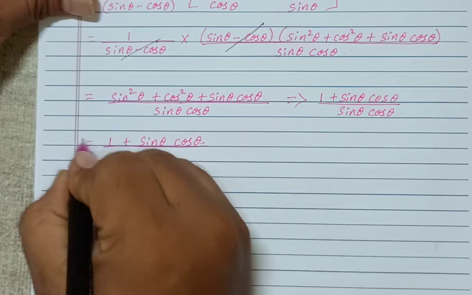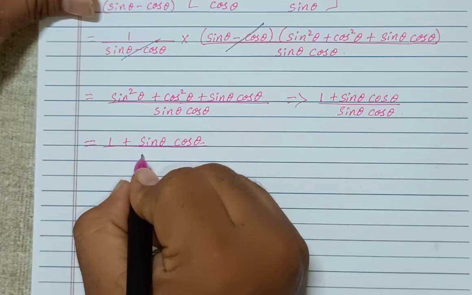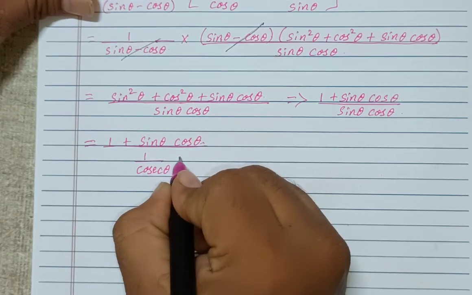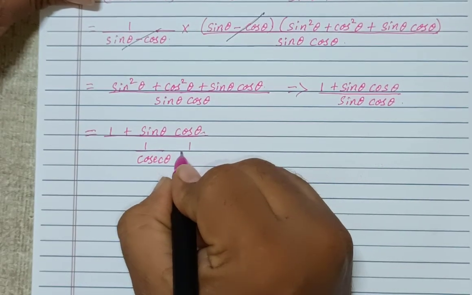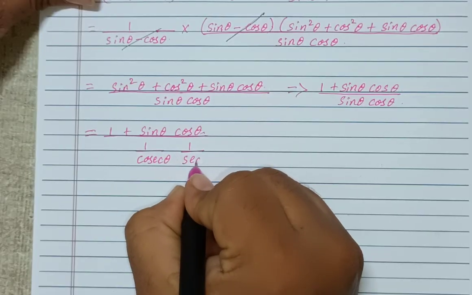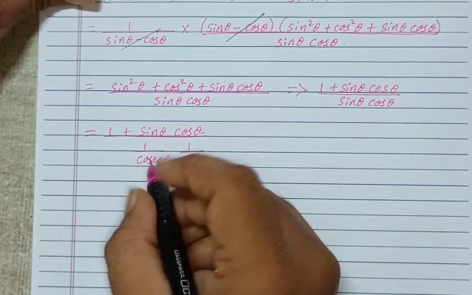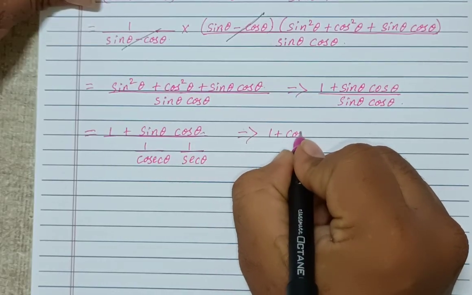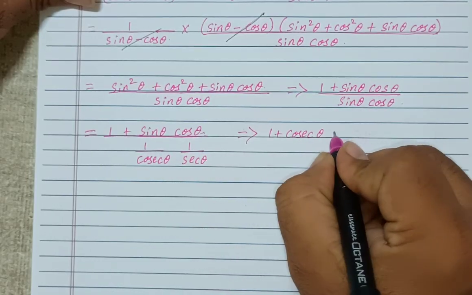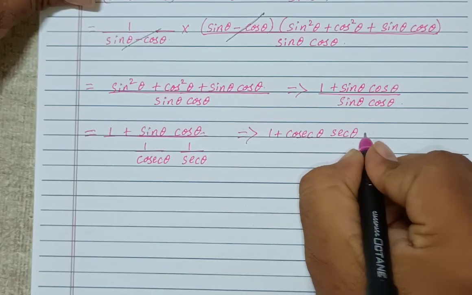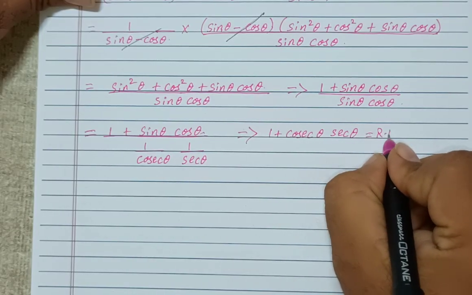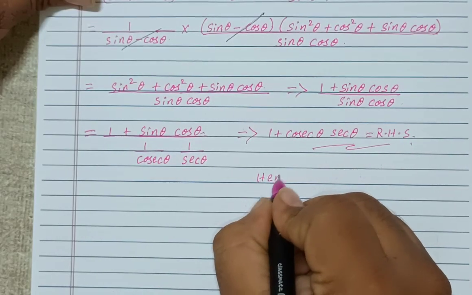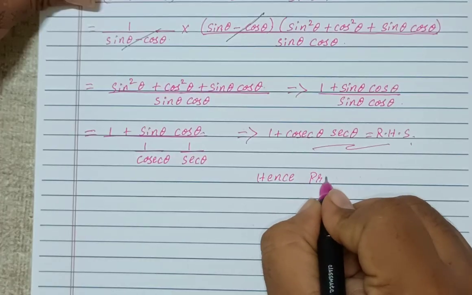So we'll write here, which is equal to 1 upon cosecant theta into 1 upon secant theta. By taking it towards here, we get the value 1 plus cosecant theta into secant theta, which is equal to RHS. Hence proved.